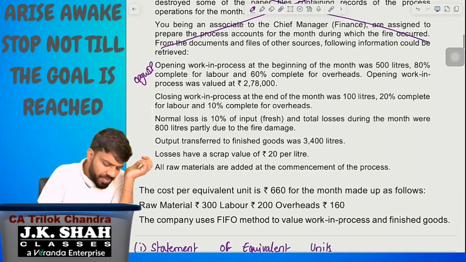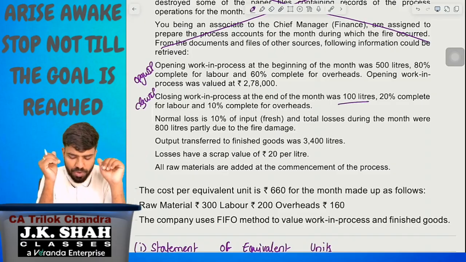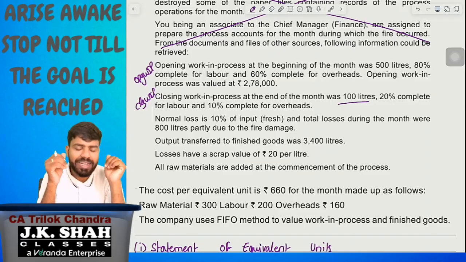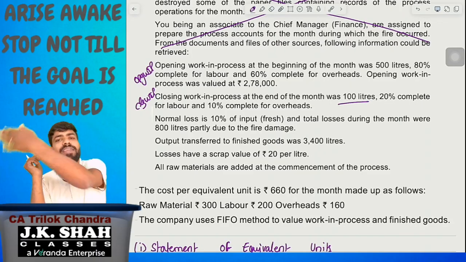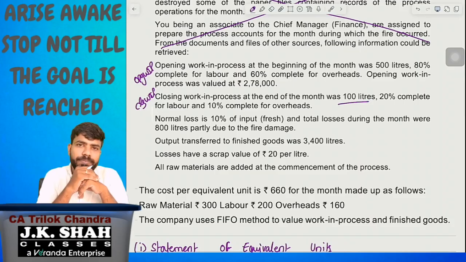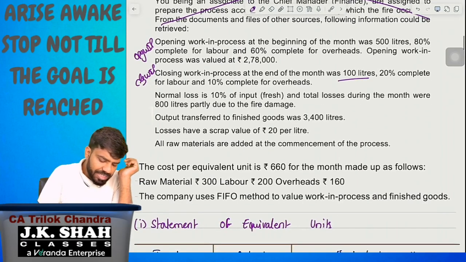Look at the next paragraph. This is regarding closing work in progress. How many liters are there? 100 liters. What is the percentage of work done? 20% complete for labor and 10% complete for overheads. What about the balance work? That balance work will be done in the next period or in the next month. Clear? Next.